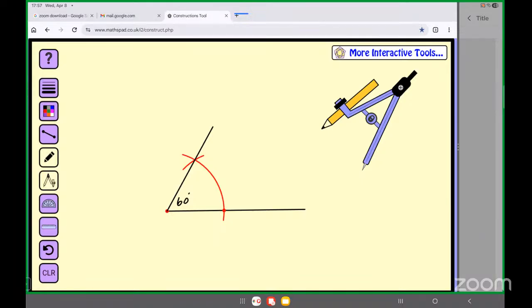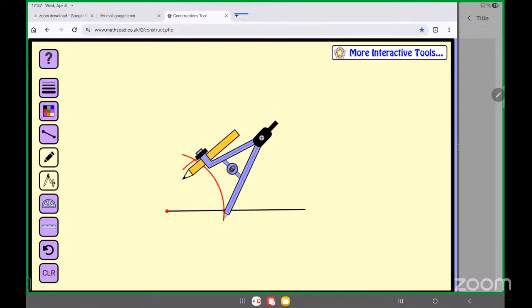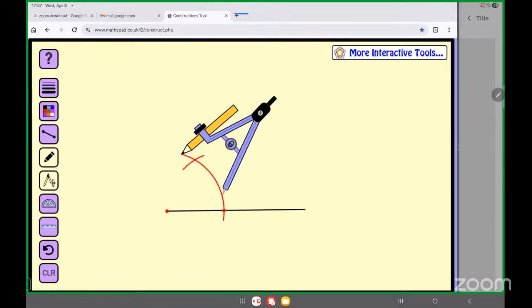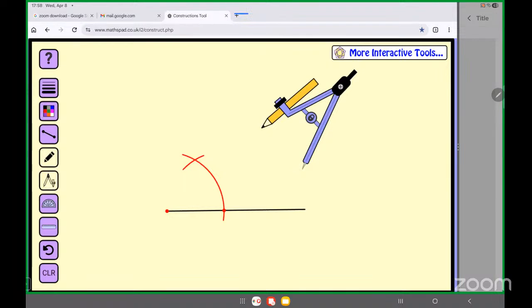Then I did not have to draw in this line. That last line that I put in, I didn't have to put it, because I now have this 60-degree arc right here. See here, that's a 60-degree arc. From here to here is 60 degrees. So all I need to do is bisect that arc, and I will have my 30 degrees.